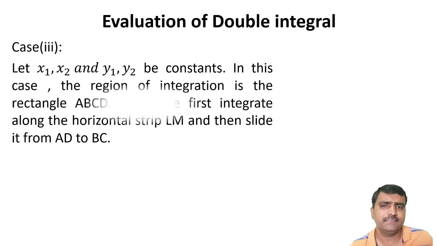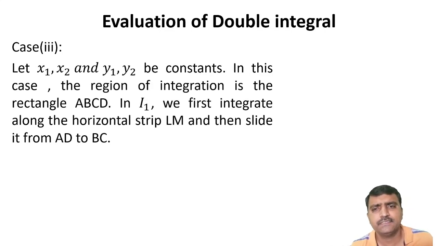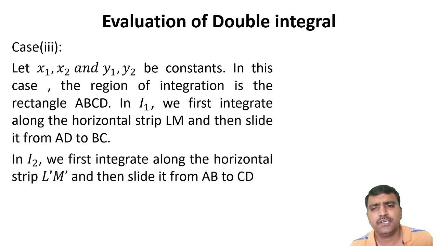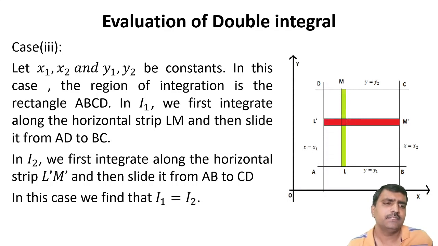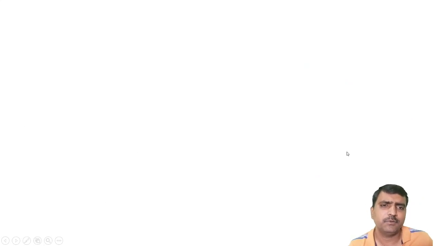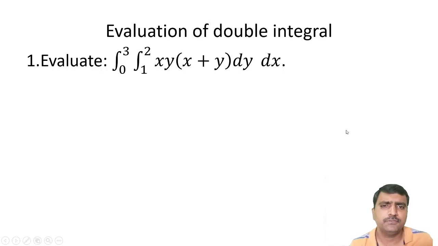So case 3: both x1, x2 are constants and y1, y2 are constants. In that case, it is your choice, you can take in any order. In both the cases it gives the same results. So if y1, y2 are constants and x1, x2 are constants, then this is a rectangle, so that region is a rectangle. If it is a rectangle, then no problem. You can first take the limits of x, or first take the limits of y, then it gives the same results. Then no problem in that one. When both are constants, there is no problem, you can take either one first.